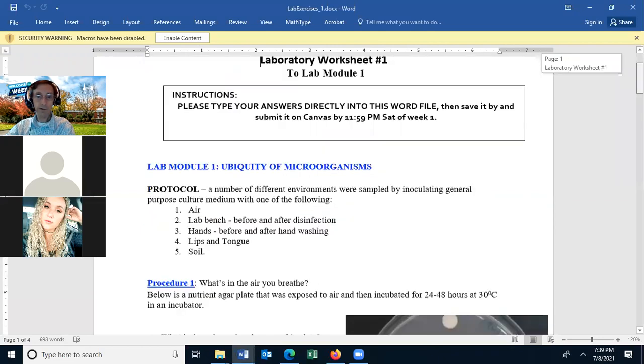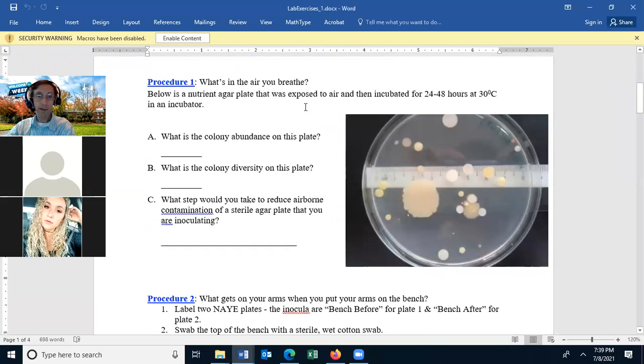So read the worksheet and then answer the questions. You do not need to answer procedure 1, what's in the air you breathe. That is just something for the worksheet to make it stick out, and that is when you're breathing things in, you're breathing microbes in. So this plate was exposed to the air and then incubated for 24 to 48 hours.